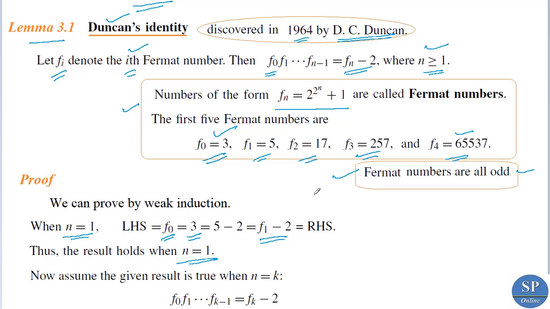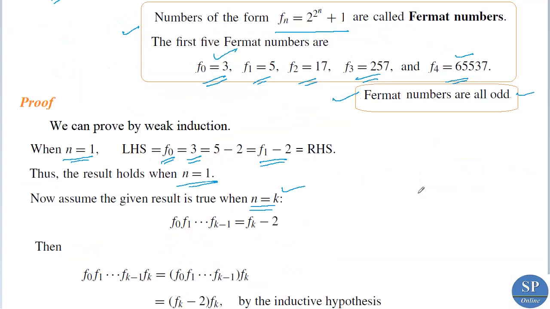Now to prove this by induction, we have to assume that the result is true for n equal to k. Then we have to show that the result is true for n equal to k plus 1. So we are assuming first that the result is true for n equal to k. That means replacing n by k, f0 into f1 into etc. f(k-1) is equal to f(k) - 2 is true. This is our assumption.